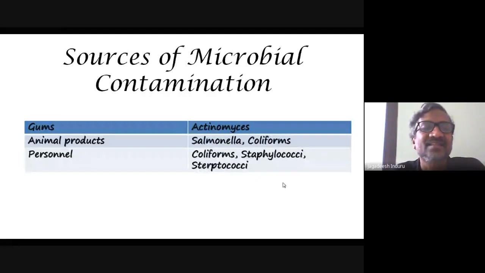Another major contamination is from gums used as a binder or a suspending agent. They are good sources of microorganisms like Actinomyces, and so are animal products like gelatin. These products can carry coliforms, and Salmonella can also be present. Personnel working in the factory can transmit coliforms, staphylococci and streptococci. They are obviously present on our hair and skin, and droplet infections will be present.